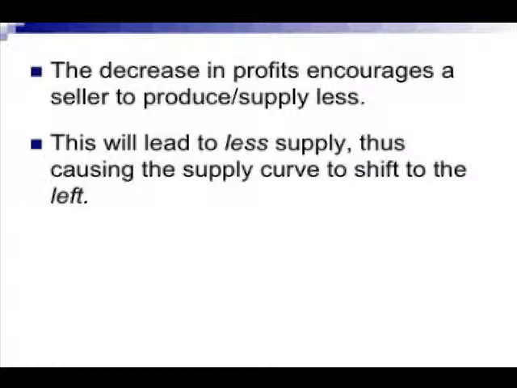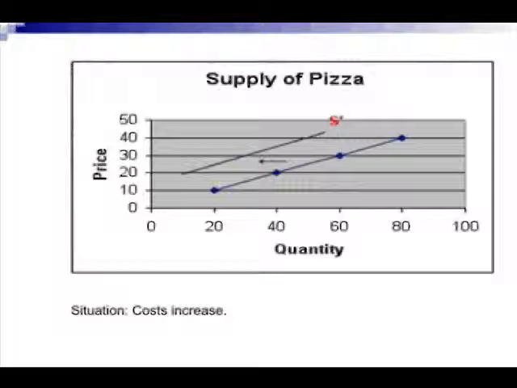Now, what they oftentimes do is they maybe scale back producing a good that's less profitable, and then they start producing something that is actually more profitable. So this will lead to less supply, causing the supply curve to shift to the left. And that's what happened with this particular one. Remember, blue is our original supply curve. It has shifted to the left. There's a decrease in the quantity supplied at each and every price. And that is a result of costs increasing.